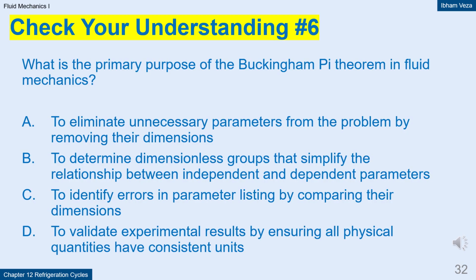C is incorrect because it is not primarily used to identify errors in parameter listing but to simplify relationships. D is incorrect because while dimensional consistency is important, the theorem's focus is on forming dimensionless groups, not unit validation.